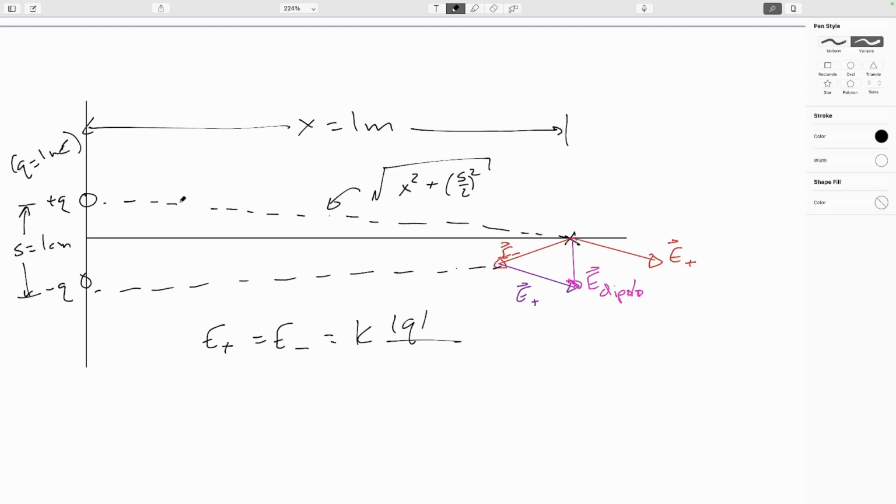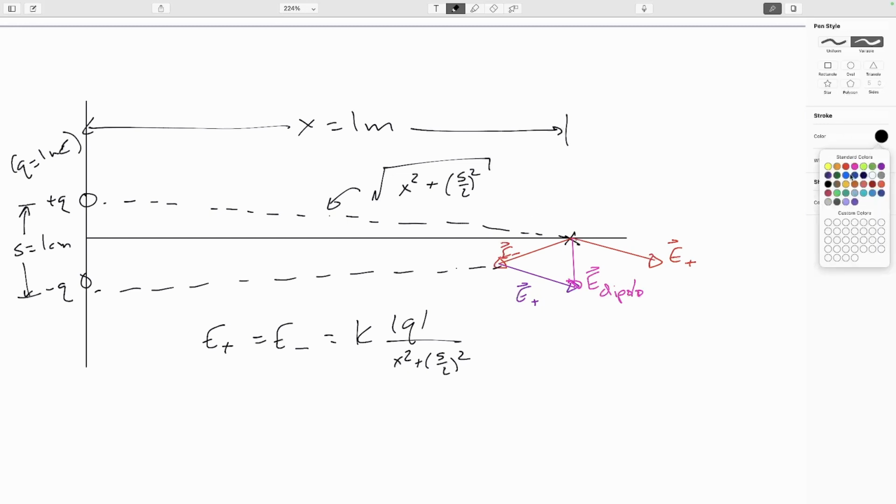And since this is the hypotenuse of this right triangle, by the Pythagorean theorem, this distance will be the square root of x squared plus (s over 2) squared. But I need to square this distance when I say kq over r squared. So that's just going to be x squared plus (s over 2) squared. And that's the strength of both of them. The only reason they aren't going to add to 0 is because they aren't pointing in the same direction. So let's go ahead and take care of that.